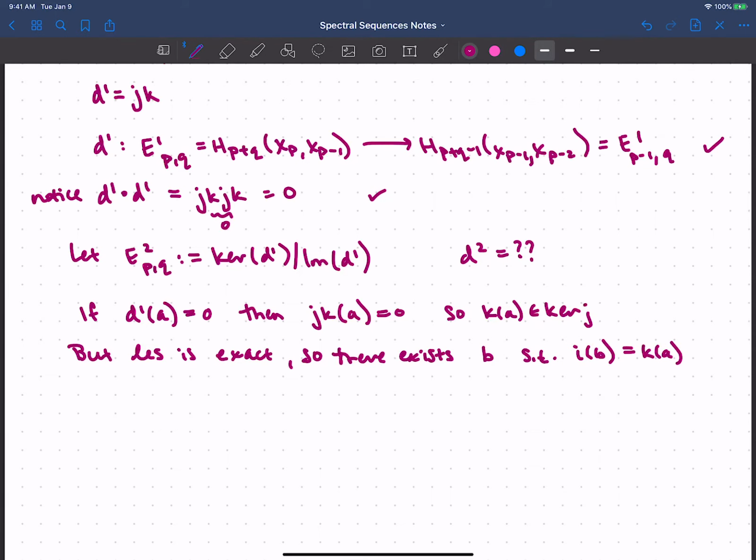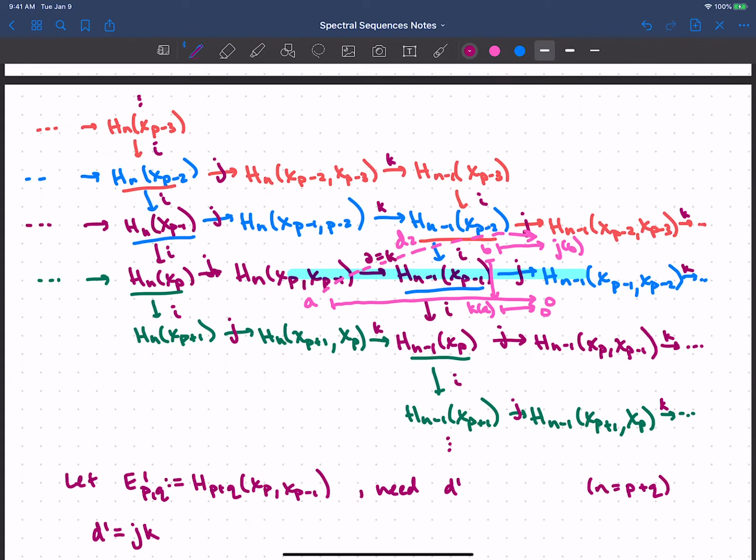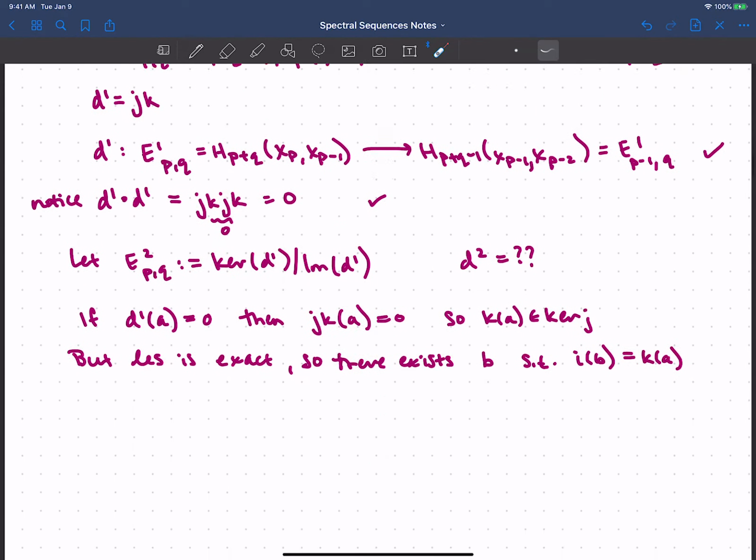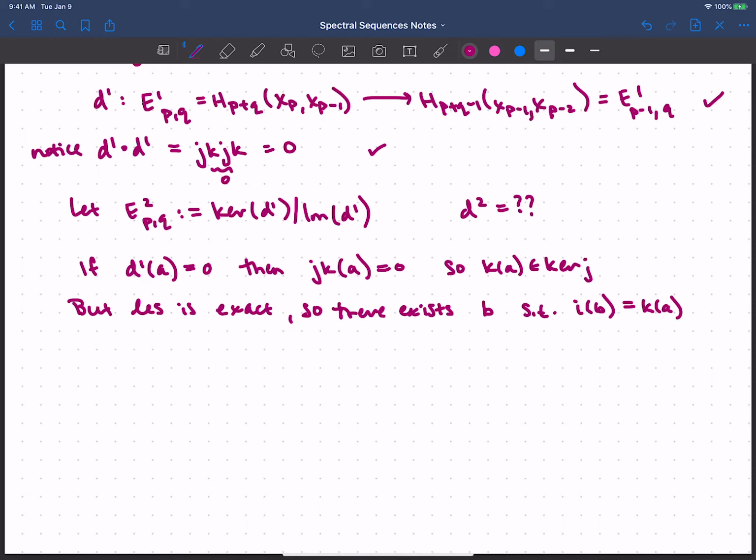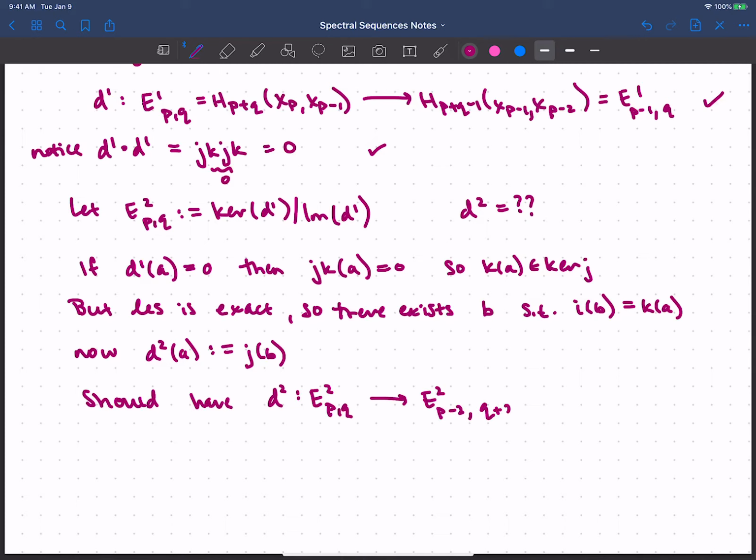Okay, so I'm going to scroll back up to our sequence. Now this vertical map here was I, and so I'm just lifting K of A back up that sequence. Okay, so there's some B there, and now we're going to define D2 of A to be J applied to that B, just as I wrote in the diagram. Okay, well, a lot of things need to happen here. So one is that we should have that D2 goes from E2 PQ to E2 P minus 2 Q plus 2 minus 1, right? That's just coming from the degree of our differential.